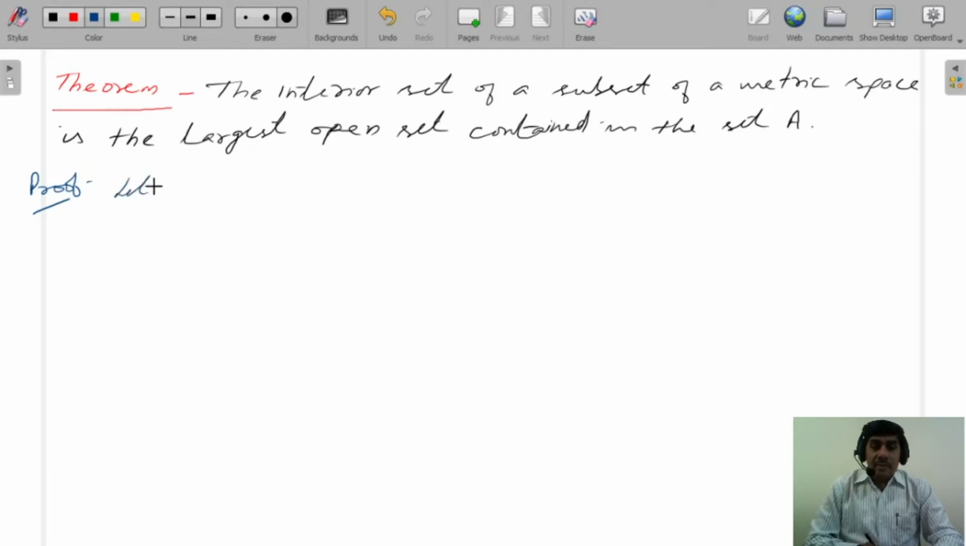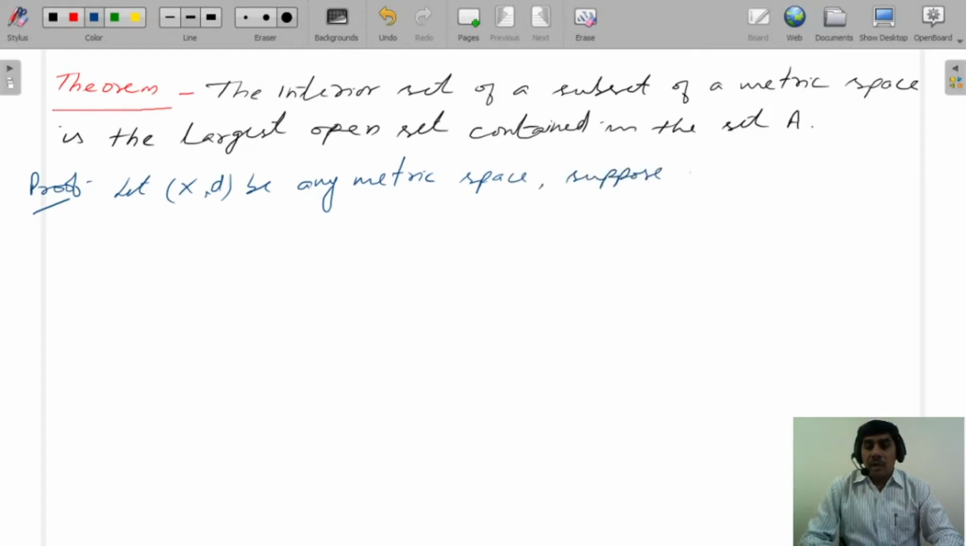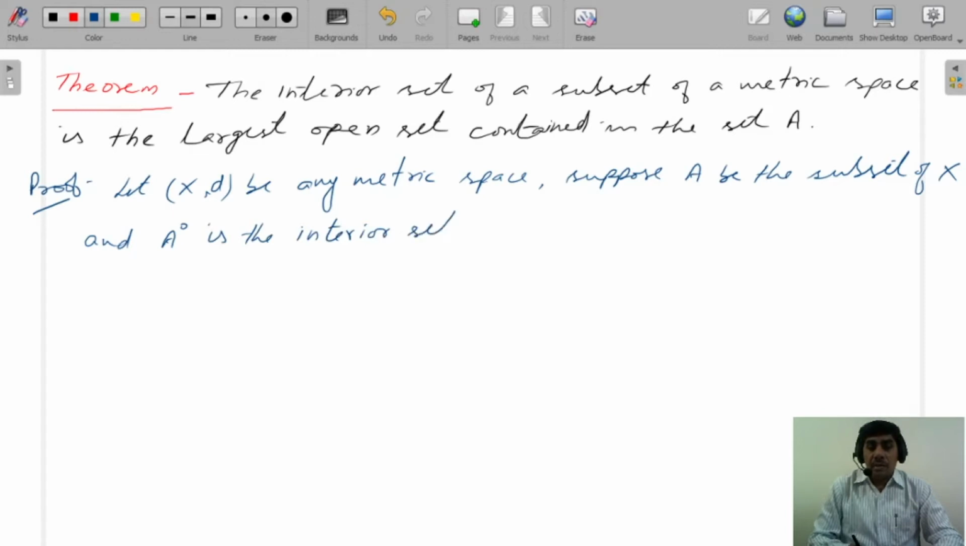Let (X, d) be any metric space. Suppose A is a subset of X and A interior is the interior of the subset A. First we prove A interior is an open subset.